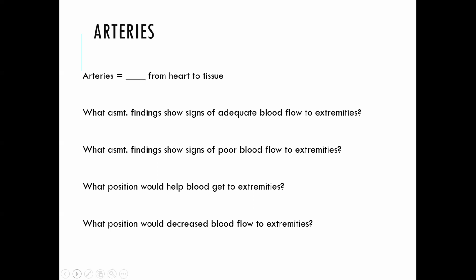So what position would decrease blood flow to an extremity? That would be elevating it above the level of the heart, because the blood would be pumping against gravity then, and that's actually going to decrease blood flow to the extremity. We talked earlier in the other PowerPoint about atherosclerosis. So let's talk a little bit about arteriosclerosis.